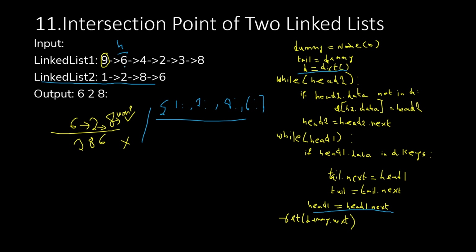Now coming to the 6 value, we're checking if 6 is there inside the second linked list or not. Yes, it is present here. As you can see, 6 value is present. So now we have to take the address of that 6.